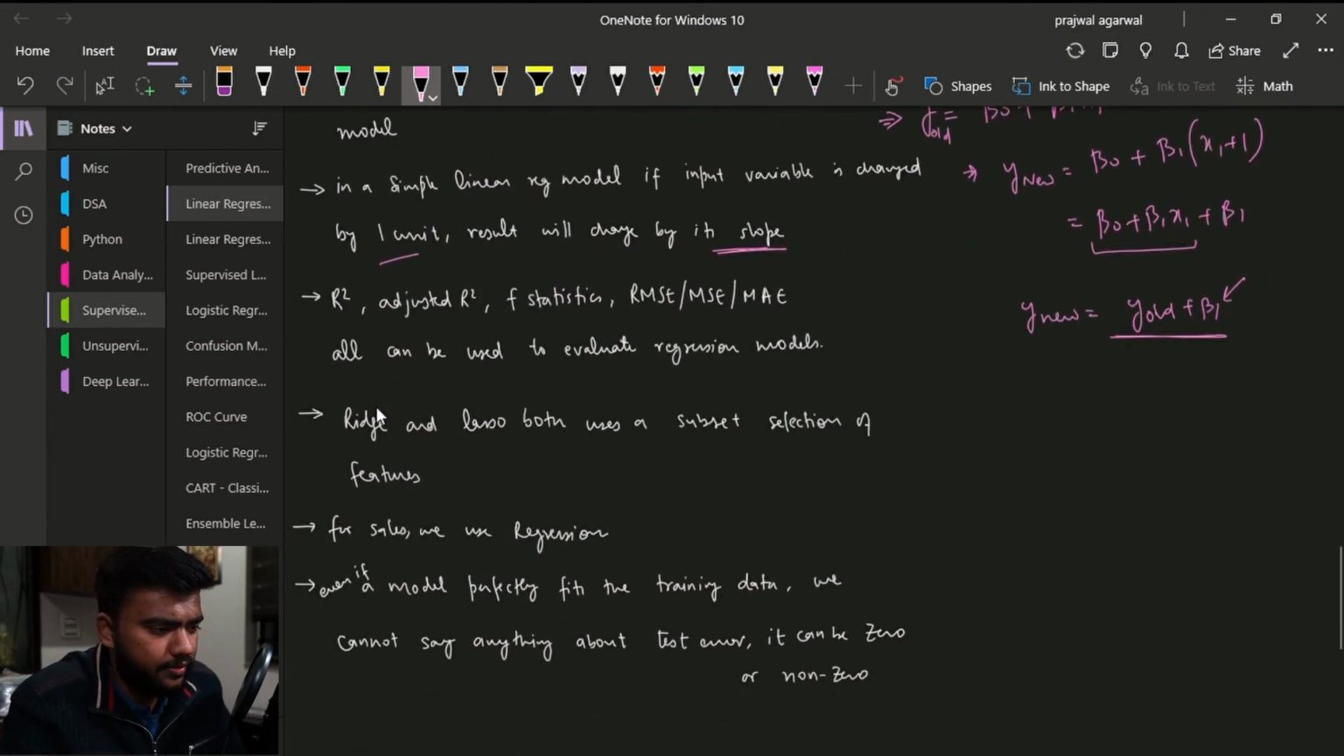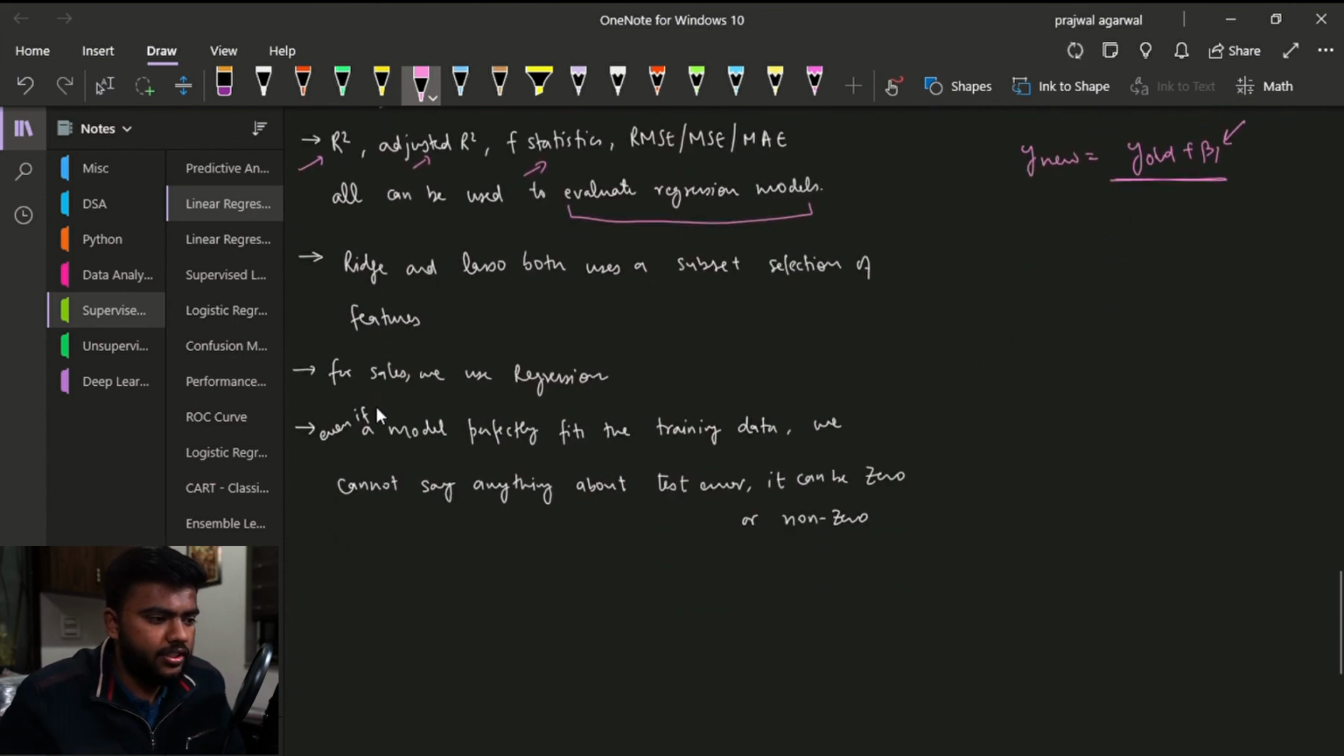Another thing that we have is R square, adjusted R square, F statistics, RMSE, MSE, ME. All these things are just ways to evaluate the linear regression model. They are nothing else. Okay, Ridge and Lasso. These both techniques use a subset of selection features. All right, and then for sales forecasting, we use regression, because in sales we are definitely using numbers.